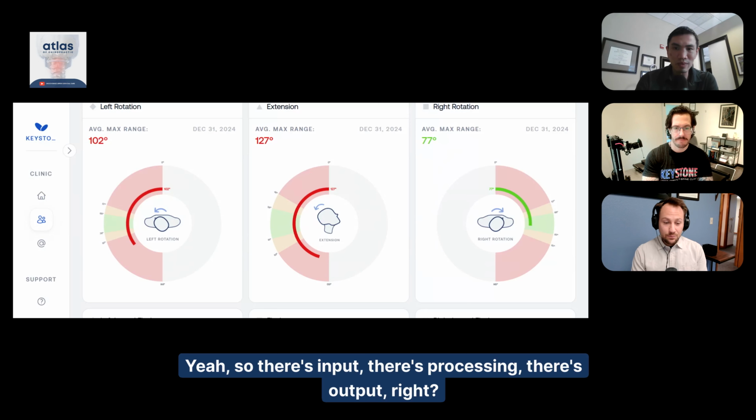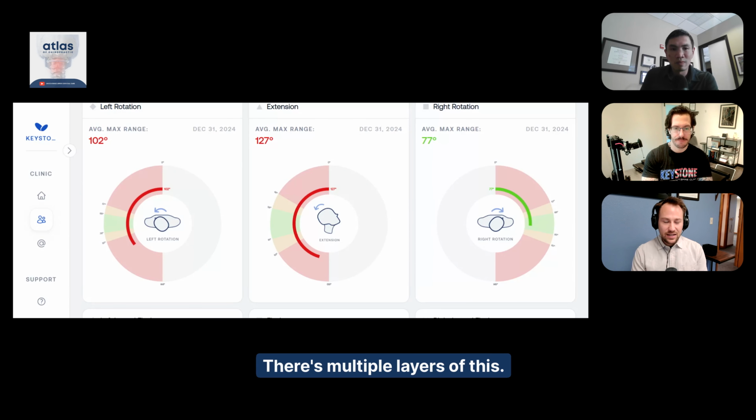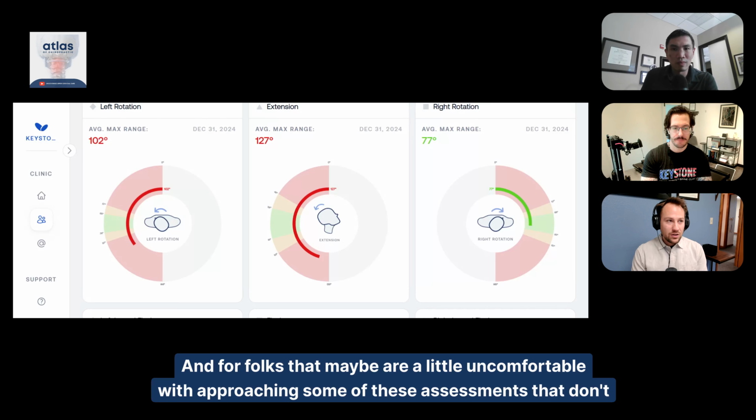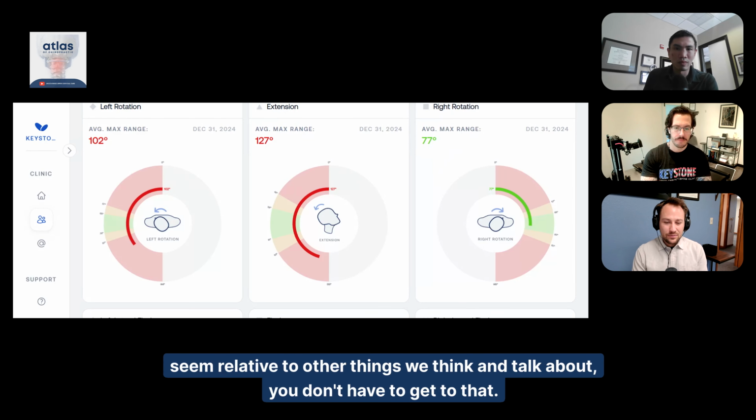Yeah. So there's input, there's processing, there's output, right? There's multiple layers of this. And for folks that maybe are a little uncomfortable with approaching some of these assessments that don't seem relative to other things we think and talk about, you don't have to get to that.